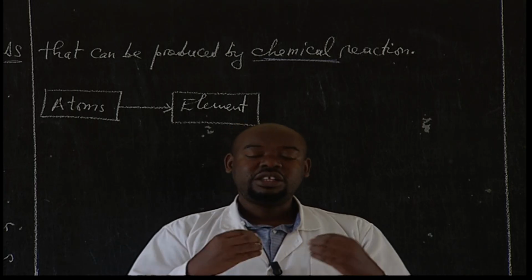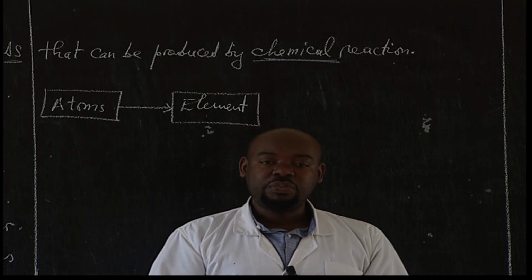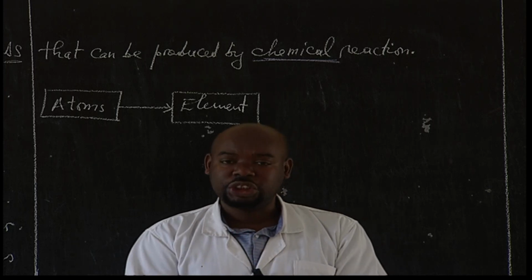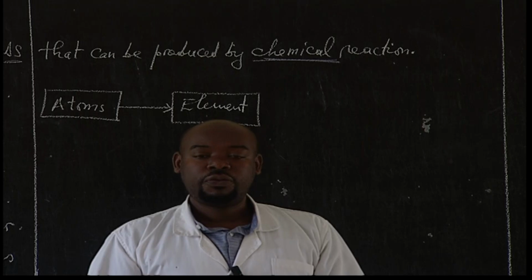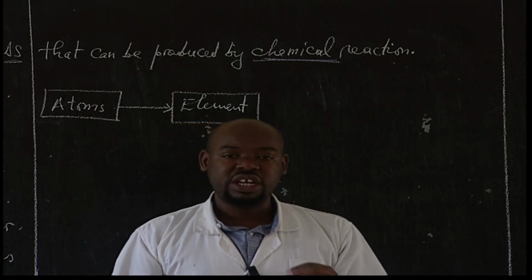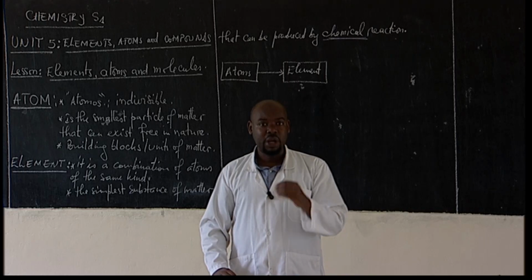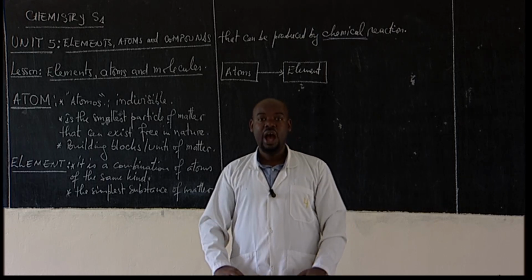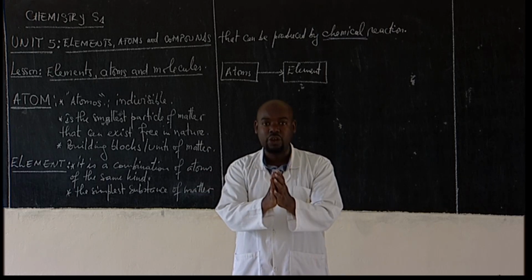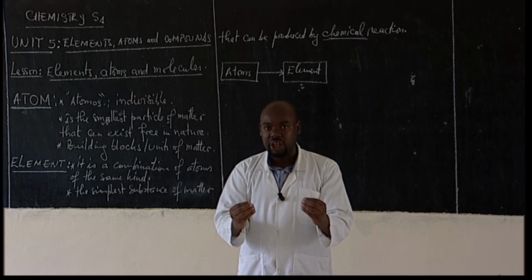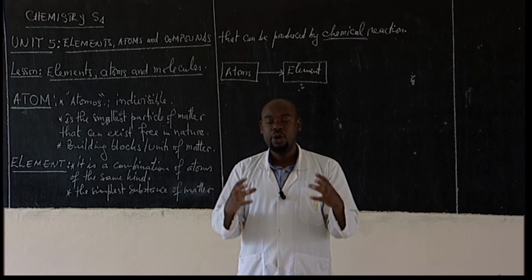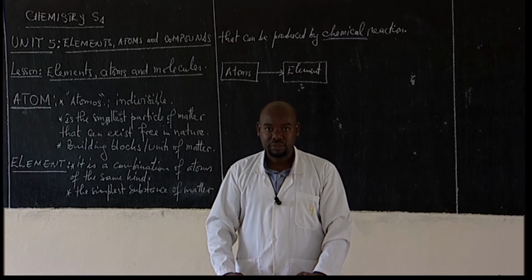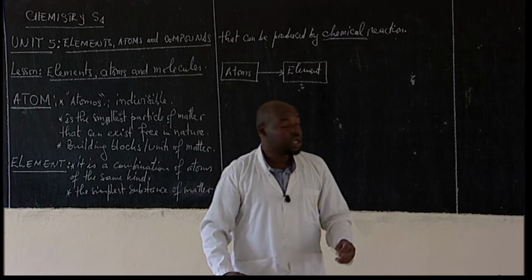Divide matter at a given point, you will produce the smallest particle, which is called an atom, from the Greek word which means indivisible. So the atom cannot undergo further divisions. And when we combine atoms of the same nature, of the same kind, we make what we call an element. Now, what is a molecule?